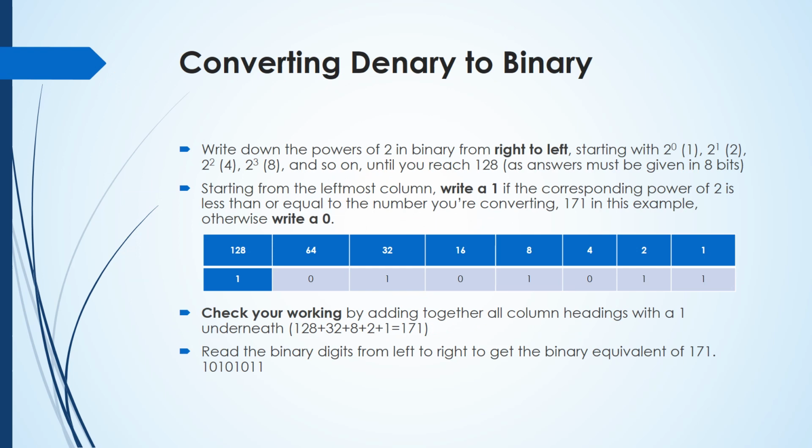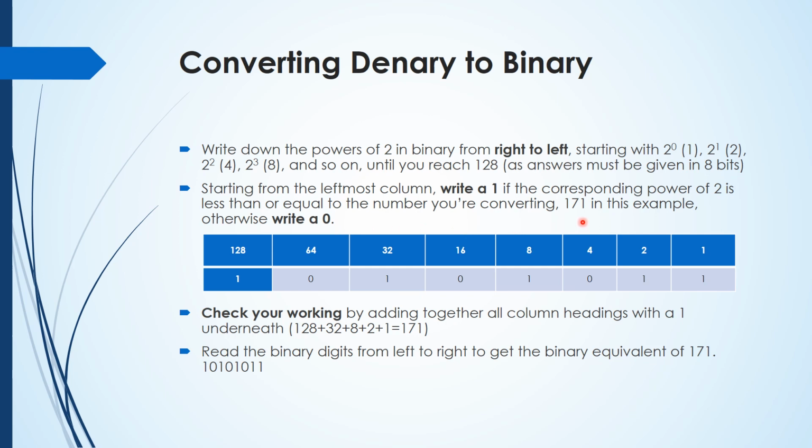Converting denary to binary. So write down the powers of 2 in binary form from right to left, starting with 0 and so on, until we reach 128, as we have to convert it into 8 bits, right? And starting from the rightmost column, write 1 if the corresponding power of 2 is less than or equal to the number you are converting, 171 in this example, otherwise write a 0.